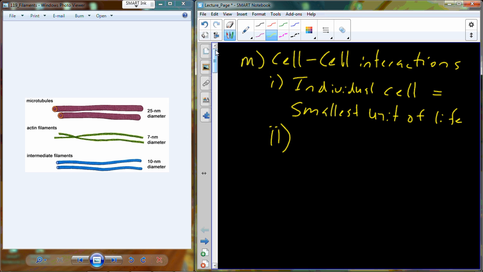And again, for some individual organisms, the individual cell is all they need. Other organisms are multicellular, and so you have to begin to group cells together. When you group cells together, you gain additional function.